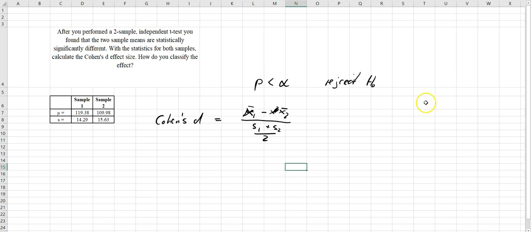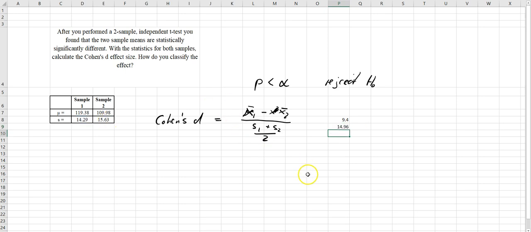All we need to do really is calculate the difference between the sample means. So that would be the difference between 119 minus 109. That is the difference in the sample means, and we need to calculate the average of our two standard deviations. That's this one here. We do that with the average function.